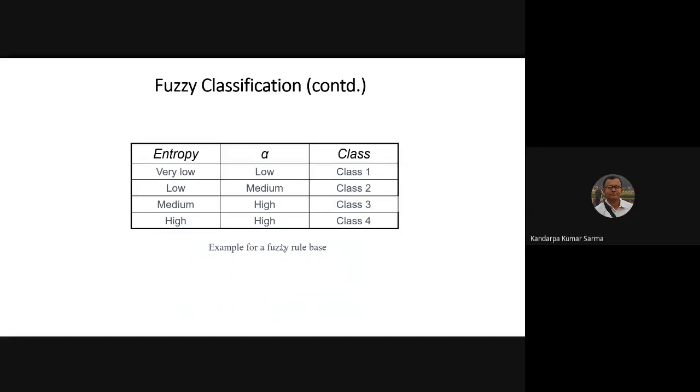So we can use some combinations like this to form a fuzzy rule base. If we are dealing with the entropy and alpha, and we have the class knowledge, we can see that very low and low can form class 1, low and medium can form class 2, medium and high can form class 3, and high can form class 4. So that means this shall be the fuzzy rule base. If we are now doing a classification, we need to bring in a sample, pass it through the fuzzification process, and do a comparison and find out the best matching class. The class to which it has the best match will lead to the classification decision.